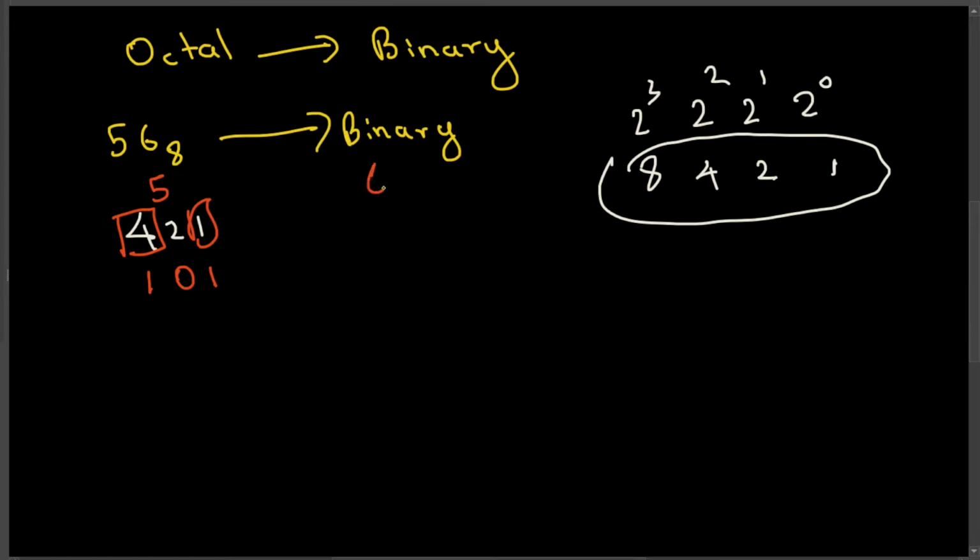And if I take 6 and then 4 2 1, which two numbers, if added, give me 6? 4 and 2. So that is 1, 1, 0. And when we combine them together, 1, 0, 1, 1, 1, 0, and that's our binary number for the given octal number.